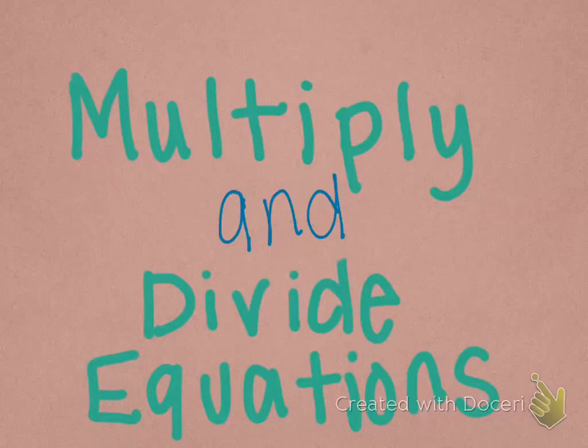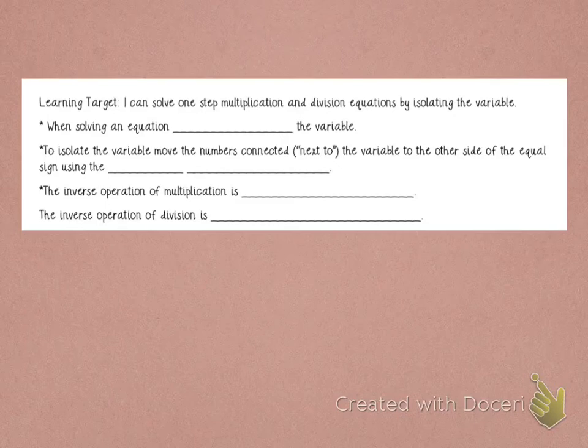Today we are going to learn how to multiply and divide one-step equations. Learning target is that you can solve one-step multiplication and division equations by isolating the variable. When solving an equation, we are going to isolate the variable. To isolate the variable, you move the numbers connected or next to the variable to the other side of the equal sign using the inverse operation.